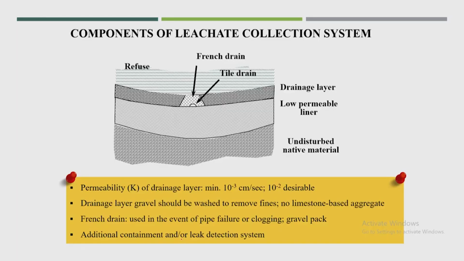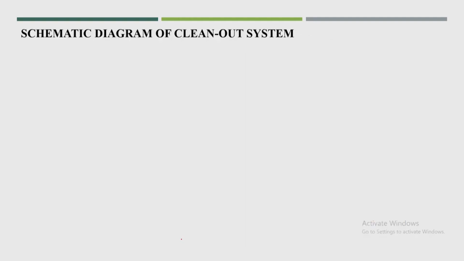So, the permeability K of the drainage layer should be a minimum of 10 to the power minus 3 centimeter per second, where 10 to the power minus 2 is desirable. Drainage layer gravel should be washed to remove fines, and no limestone based aggregates. A French drain is used in the event of pipe failure or clogging, and an additional contaminant and or leak detection system is required. So, time to time monitoring is also required in case leakage is possible.